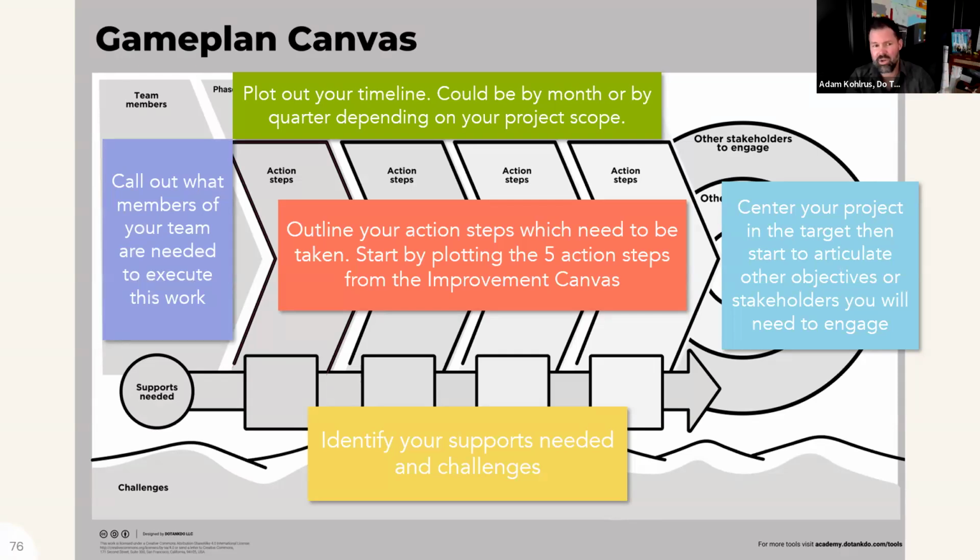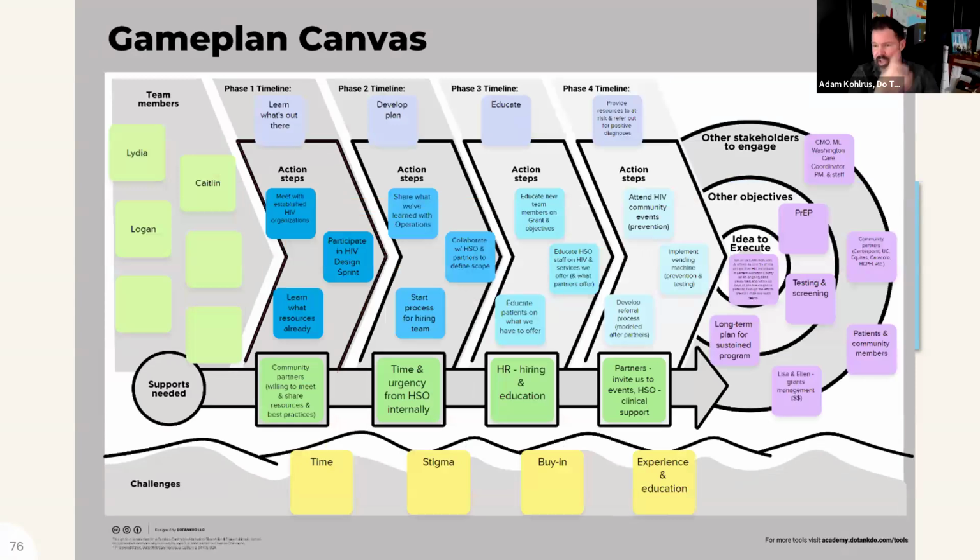So we use a lot of color coding on these. So Lydia, Caitlin, Logan, you each have a colored post-it note. Those are your action steps. And if used effectively, this game plan canvas can act as your agenda and your compass for a project, and is always one of the most satisfying canvases that we can use to create value for teams, because it's so simply coalescing a lot of ideas into one canvas.